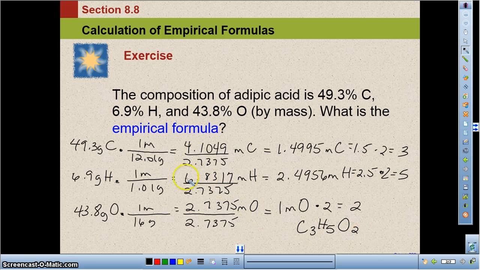Be meticulous about writing each of these steps out, because the more I can follow your work, the more credit you get on the test.